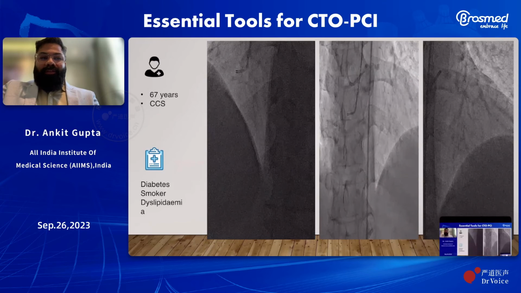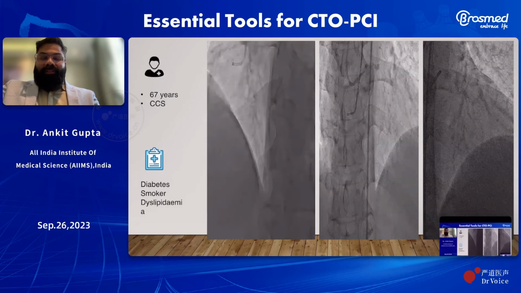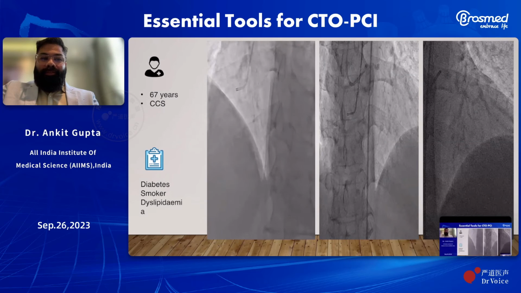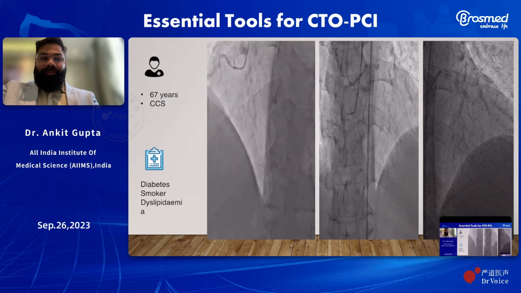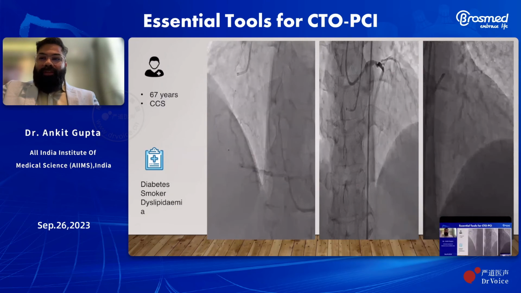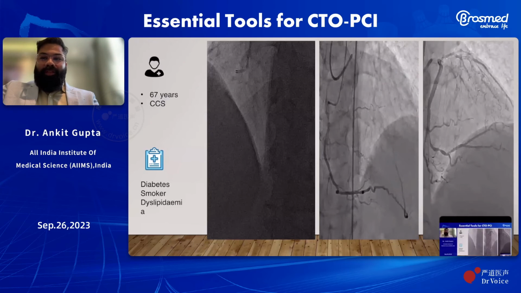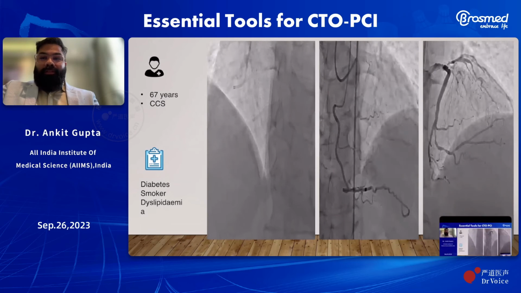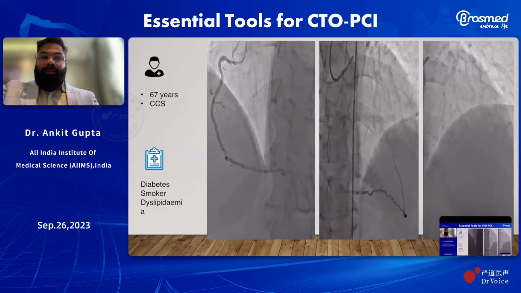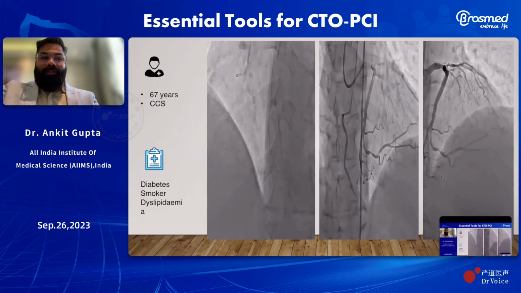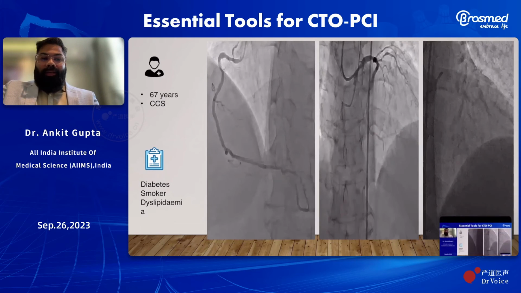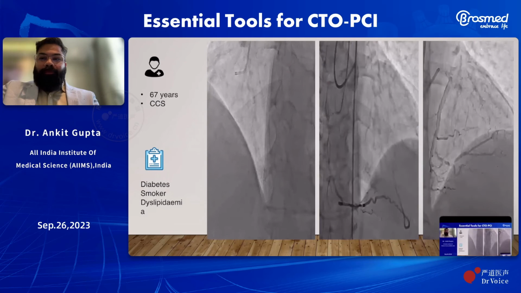So there is another case of an elderly male presented with multiple cardiovascular risk factors and CCS, moderate with moderate LV systolic dysfunction, taken up for the angiogram. You can see that it revealed an LAD CTO filling retrogradely by the RCA. I attempted this case by the antegrade approach.